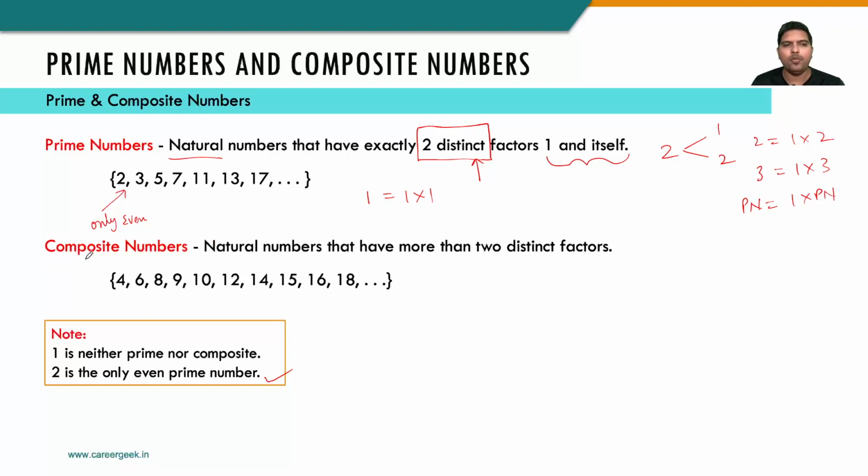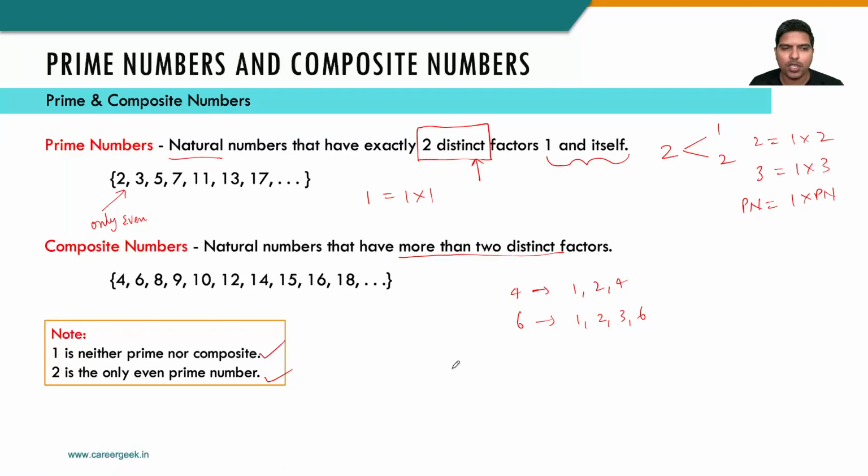Now, obviously, composite is any natural number which has more than two factors. Prime number, exactly two different. Composite, more than two distinct factors. Right? So as you can see, 4. What are the factors we can think of? 1, 2, and the number itself. Next, 6: 1, 2, 3, and the number itself. So any natural number which is neither 1 nor prime is a composite, right?